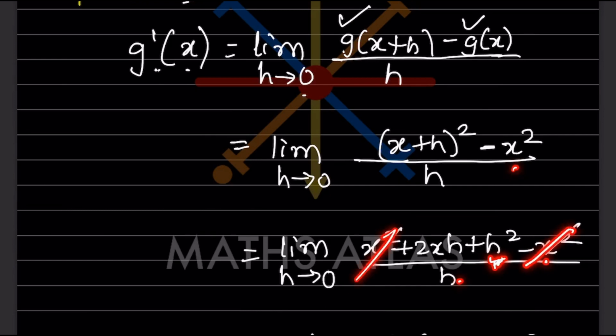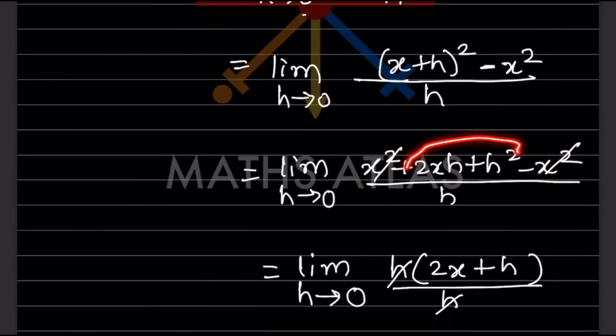So this x squared and this x squared get cancelled. Now what remains, we can see that we can take h common. What remains is h times 2x plus h, divided by h. So actually this is multiplication, so we can cancel out this h and this h.